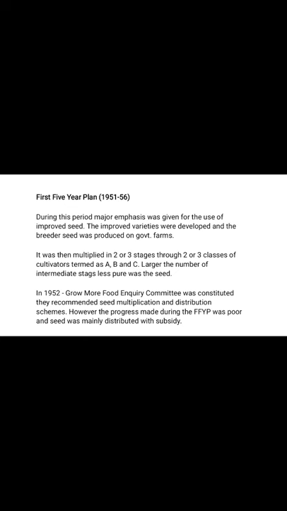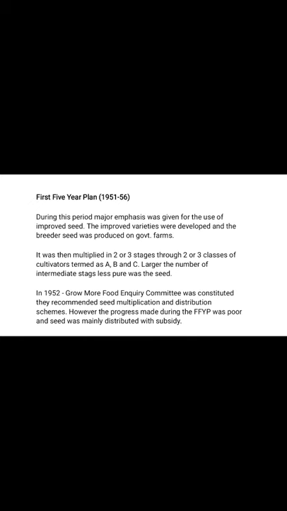The number of development plans by India: the first five year plan, second five year plan, third five year plan up to the eighth five year plan. These are the plans during which the development of seed processing industries took place in India.